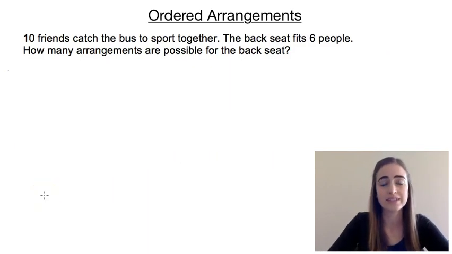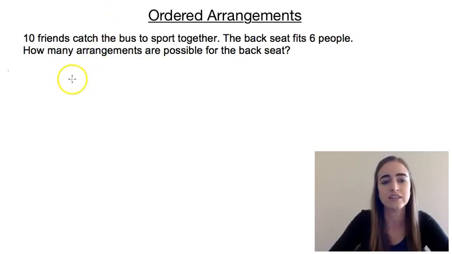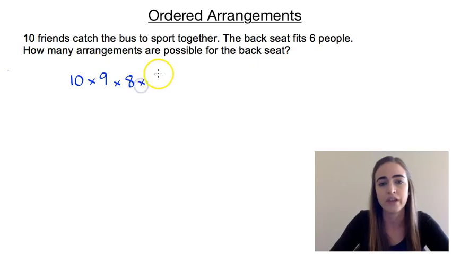I want to have a look at one last example. So we've got 10 friends catch the bus to sport together. The back seat of that bus fits 6 people on it. And we want to know how many possible arrangements there are for those friends sitting on that back seat. So this time we've got 10 people, but we only have 6 seats. So if we think about that first seat, we're going to have 10 options for who can sit there. For the second seat, we'd have only 9 people left. Third seat, we'd have 8 people to choose from. Fourth seat, we'd have 7. Fifth seat, we'd have 6. And the last seat, the 6th seat, we'd only have 5 people left to pick from.